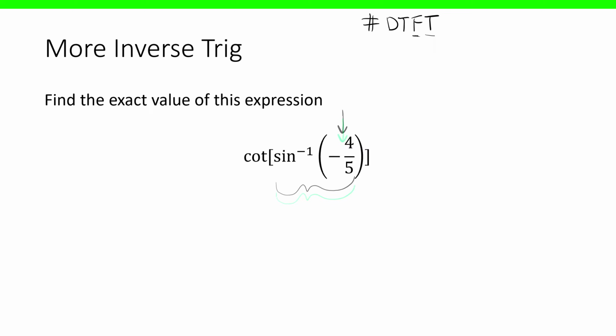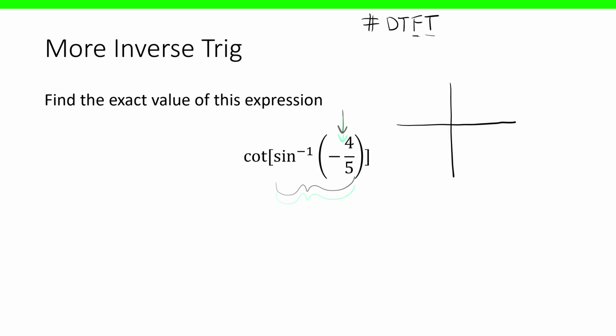If you get used to drawing the triangle in the correct orientation, you will be able to solve so many of the problems that we're going to come across in this chapter. So what does this mean, draw the triangle? Well, it's sine.